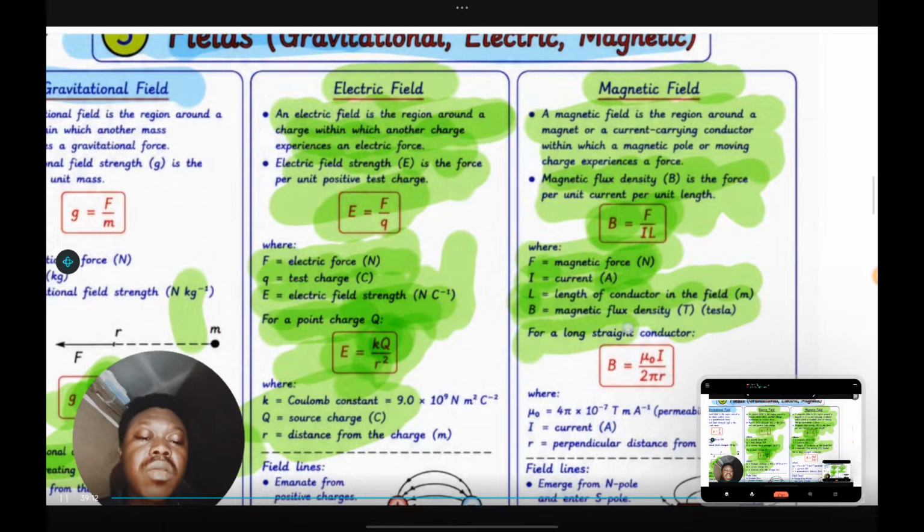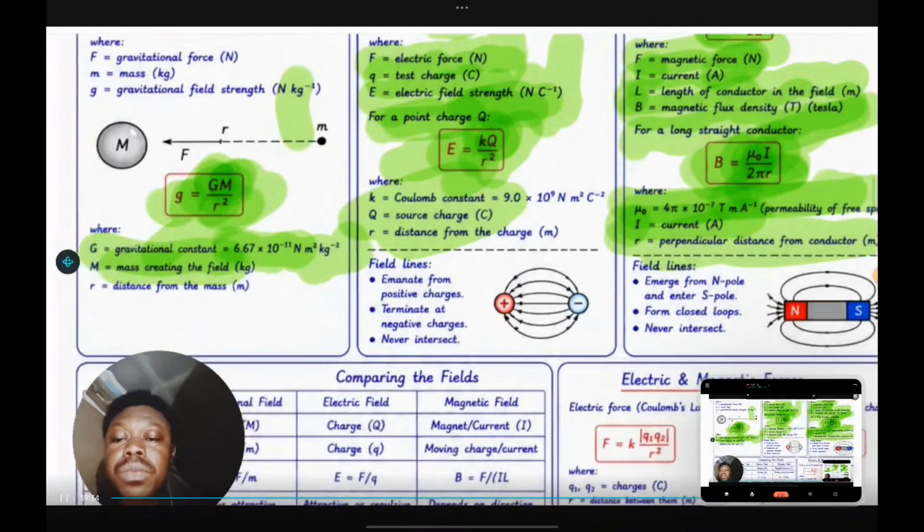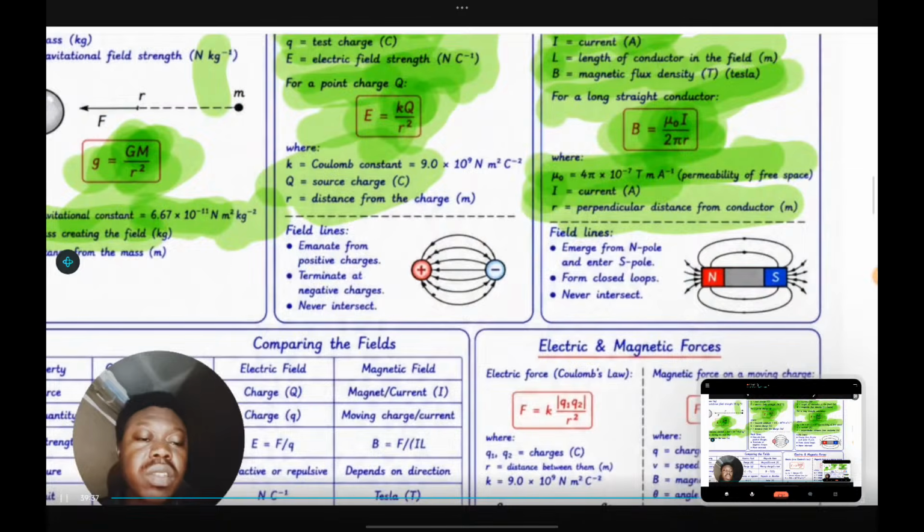So please take note of all these particular formulas. This is mu naught multiplied by current divided by 2 pi r. Take note of all this. This is your permittivity of free space, mu naught, and then we have our current and we have our r, which is perpendicular distance from the conductor. I believe you are learning one or two things from these topics. You have to read this topic, make some revision about them.